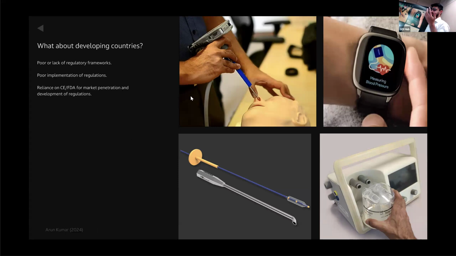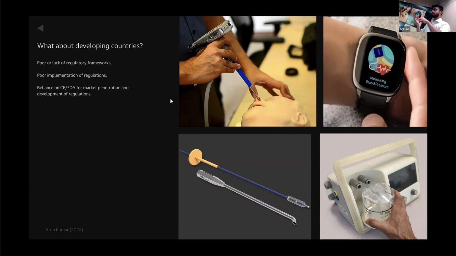And the regulations are also designed, as I said, to support minimum risk to the immediate user of the product, but not to the broader community where this product is being used. So all of these devices that I mentioned earlier, these were developed in India, but these were not developed for the Indian regulatory landscape because India did not have regulations till last year.